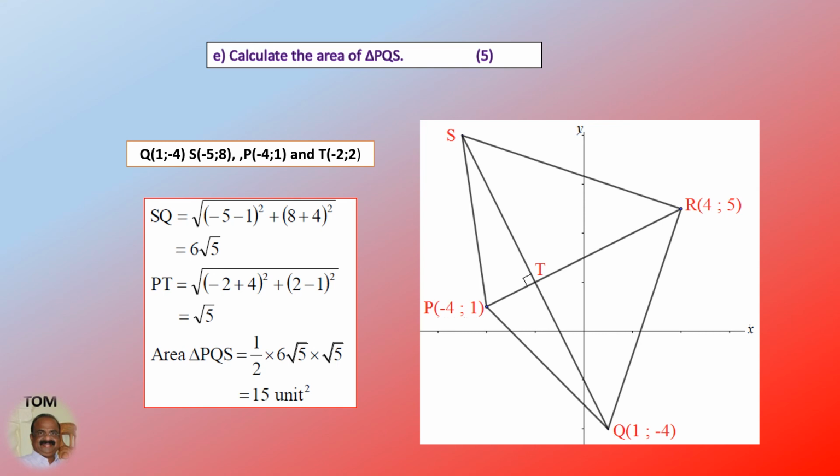SQ is the base of the triangle. PT is the height of the triangle. Now area of triangle PQS, we know that it is half times base times height. So half times 6 root 5 times root 5 gives us 15 square units, area of triangle PQS.